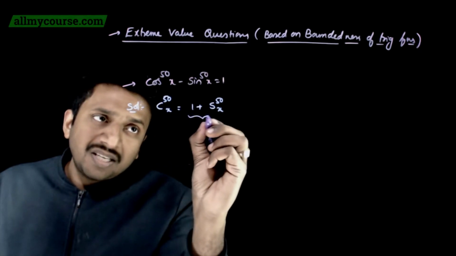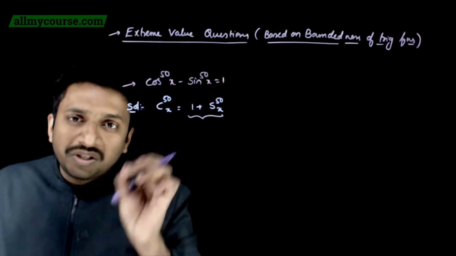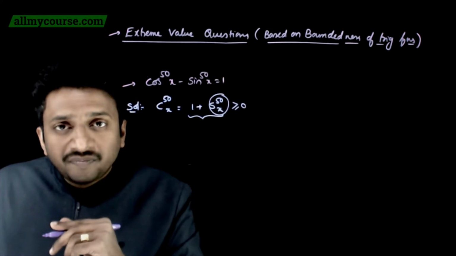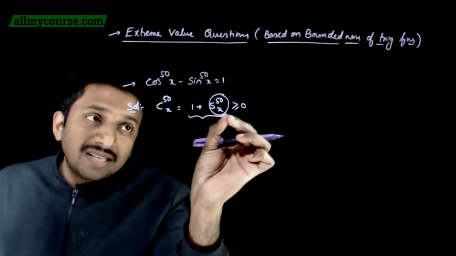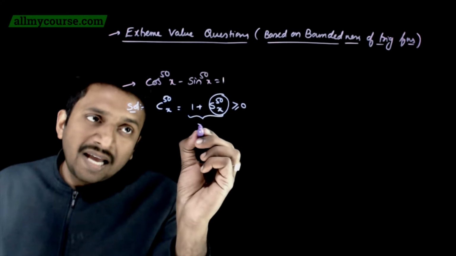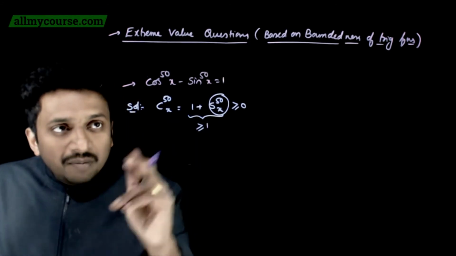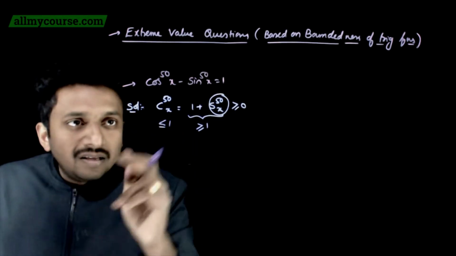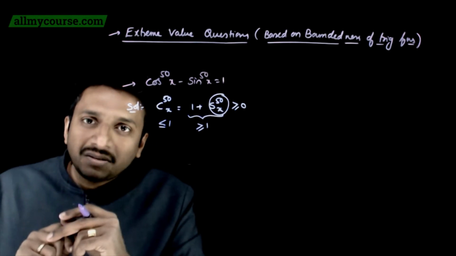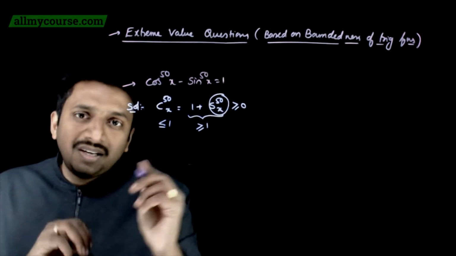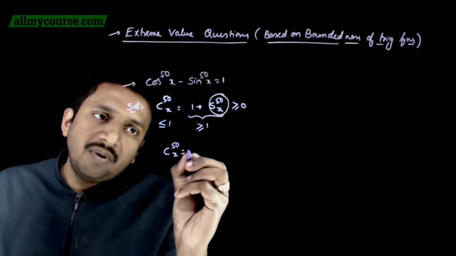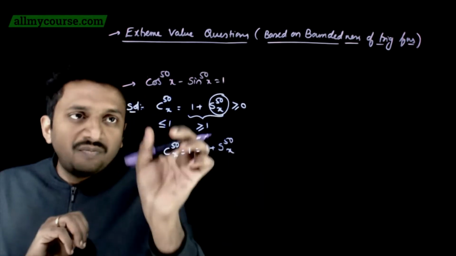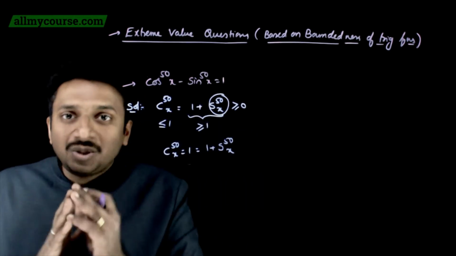So just observe this part of the equation. 1 plus sin power 50 x is always greater than or equal to 0. It cannot be negative. So 1 plus some non-negative number means the RHS is always greater than or equal to 1. But the LHS is cos x power 50. This will always be less than or equal to 1. So if these two have to be equal, there is only one way in which both can be equal, that is cos power 50 x is equal to 1, and this is also equal to 1 plus sin power 50 x. If both sides are equal to 1, then there is a chance that these two are equal.